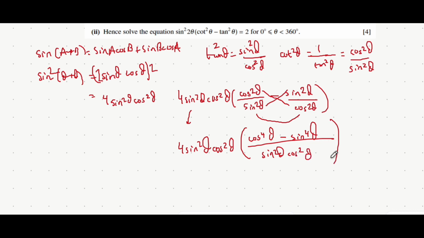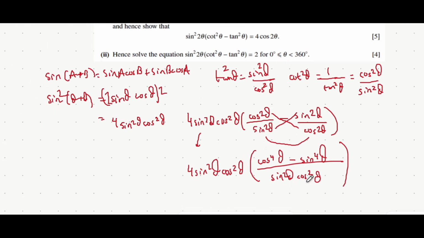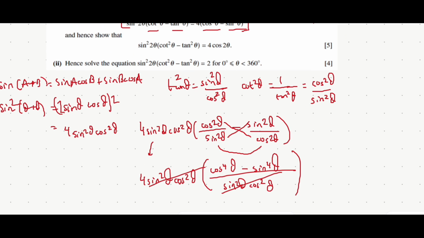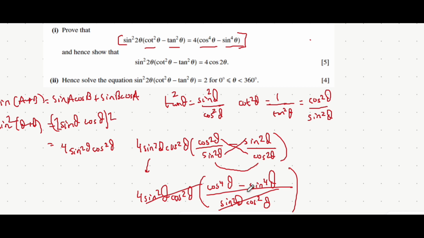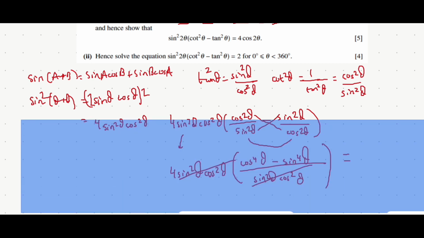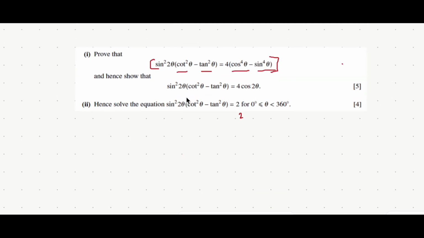Now this almost matches what we have, isn't it? But the thing is, these sine squared cos squared thetas are in the way, and actually you can cancel them out because there's one in the numerator and there's one in the denominator. So that leaves you with 4, and then in brackets cos to the power of 4 theta minus sine to the power of 4 theta, which is why it's equal to everything on the right hand side of that equation. Quite difficult to come to, and there's multiple ways of getting to that answer, but I just showed you one way.